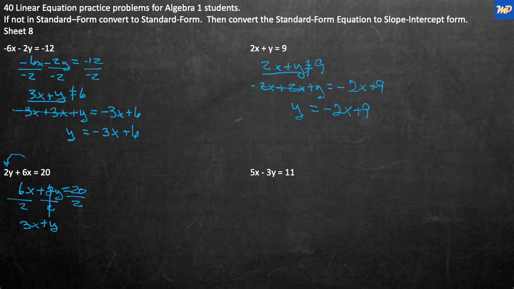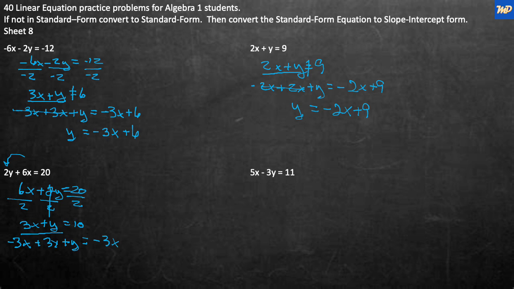And 20 divided by 2 equals 10. So now I'm in the right form. Everything is good. I can now go to the slope-intercept form, which means I start by subtracting 3x. Then I take this whole side of the equation and I add it to 3x plus y. And that equals minus 3x on this side. I have to move minus 3x to both sides.